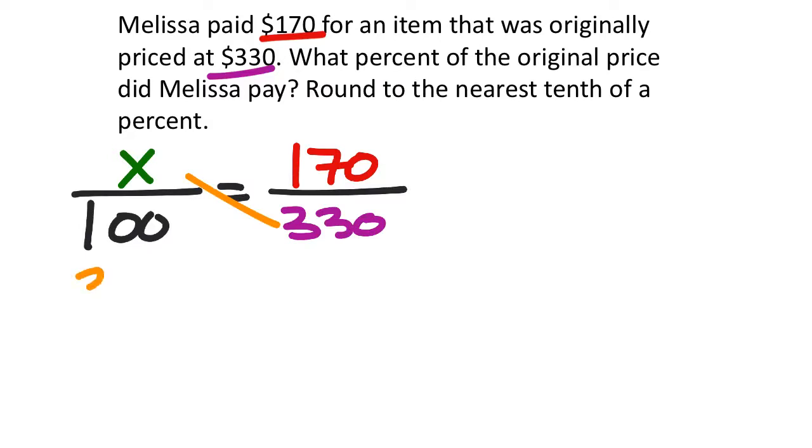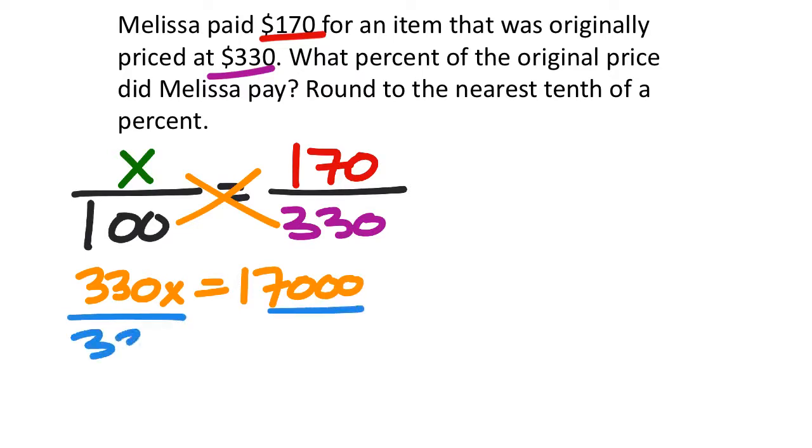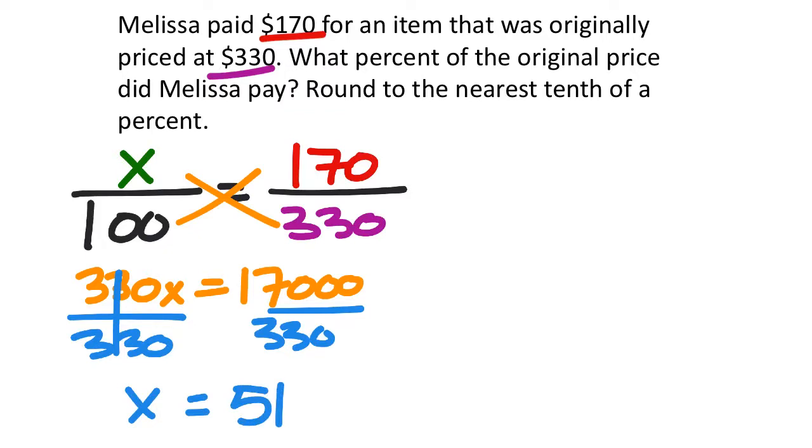Well, we're ready to solve this. So first cross multiplication, 330 times x equals 170 times 100. That'd be 17,000. And then divide both sides by 330. I don't know what that is, but 1x. 17,000 in the calculator divided by 330. And this comes out to 51, said to the nearest 0.1%. It shows 0.51, so it's just going to stay 0.5 as a percent.